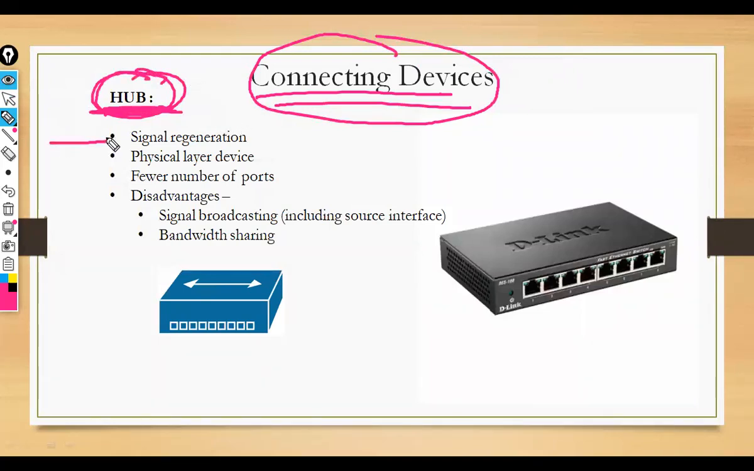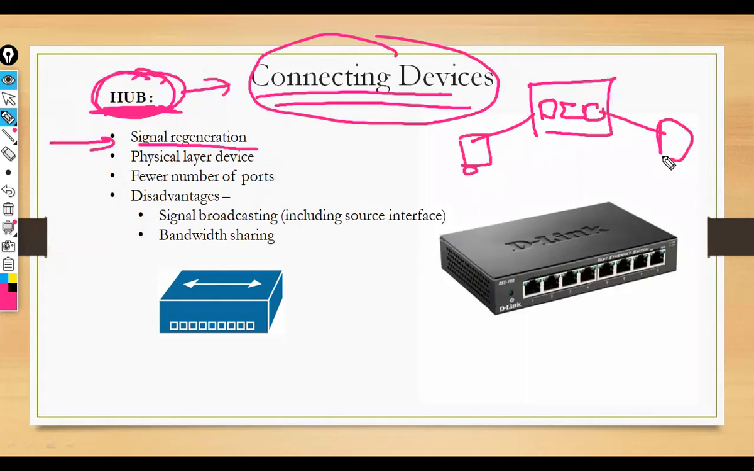Now, let me tell you, hub has different properties. The first property is signal regeneration. Signal regeneration means, suppose this is the connecting device hub, and we have connected one computer to another computer. I told you, if you are using the Ethernet cables or twisted pair cables, they support a maximum of up to 100 meters.